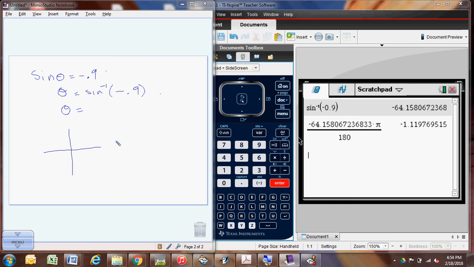Video on how to do inverse sine function, or inverse trig function, on your calculator. So the original problem is the sine of theta equals negative 0.9. Negative 0.9 is not a special ratio, so we have to use our calculators. So we do theta equals inverse sine of negative 0.9, which we did over here on our calculator.